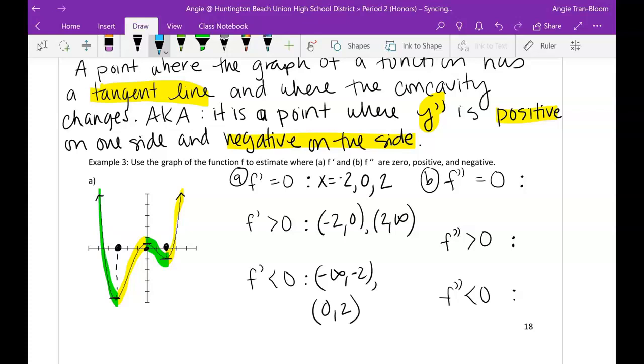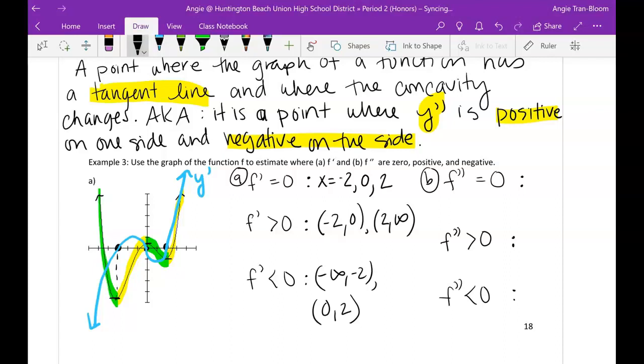Okay, so this slope right here is decreasing. So that means on this side it's below. Then the yellow is when it's increasing. So that means it's on the top. The green is when it's below. Okay, like that. So this is y prime.